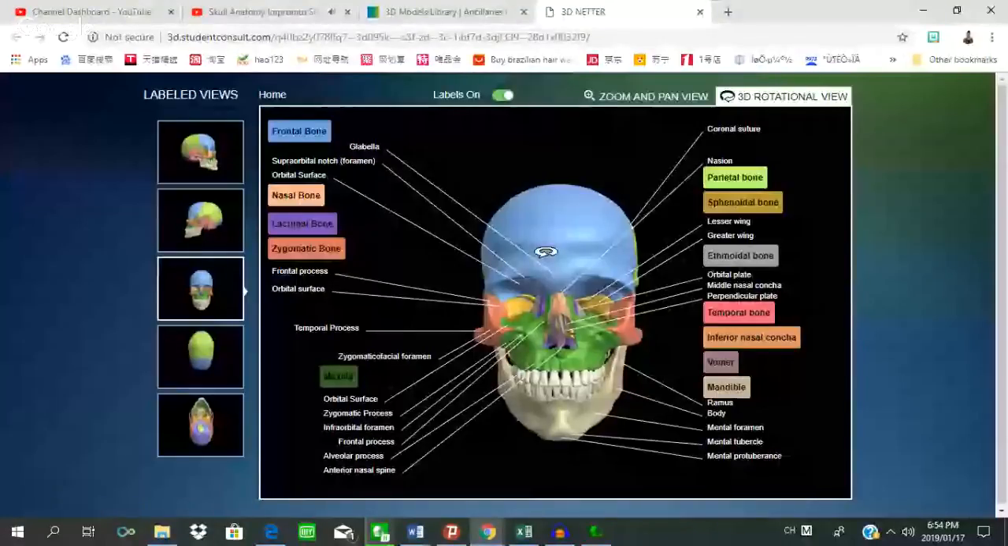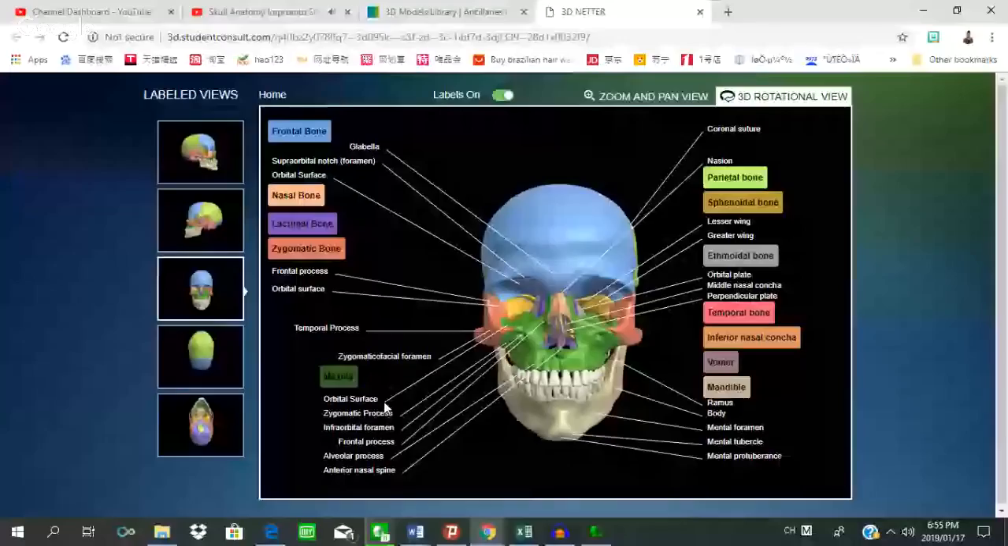I'll go much deeper on these bones because every process and every surface matters because it's an attachment for something. You don't want to just overlook it and think, oh, it's just a bone, or this prominence doesn't matter, because every single prominence will matter because it's an attachment for something.